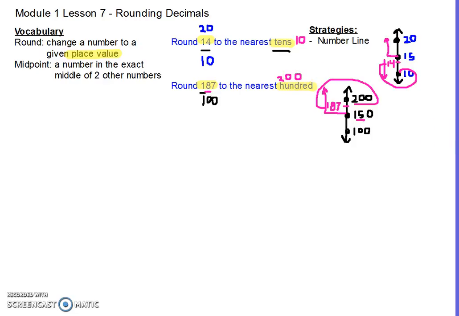Now I want to draw special attention here to where we got our midpoint conjecture, or our midpoint noticing. In both of these midpoints, we noticed that they had a 5. What's also interesting is that 5 is following the place value that we're rounding to.